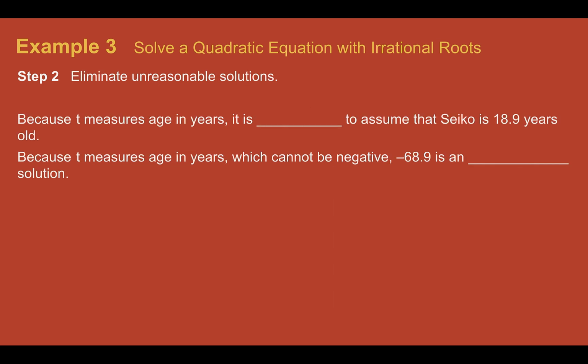Now, because this has a context, we need to eliminate any unreasonable solutions. So here we were solving for t, which is a measure of age in years. So it's reasonable to assume that she's 18.9 years old, but because t is in years, negative 68.9 is not reasonable because we can't have a negative age. So again, be careful in context. If it's a t value or x value, make sure that you can have both positive and negative, otherwise eliminate the negative solutions.